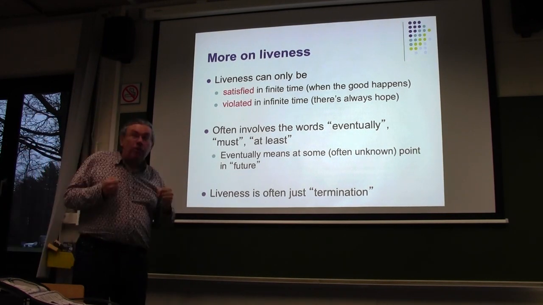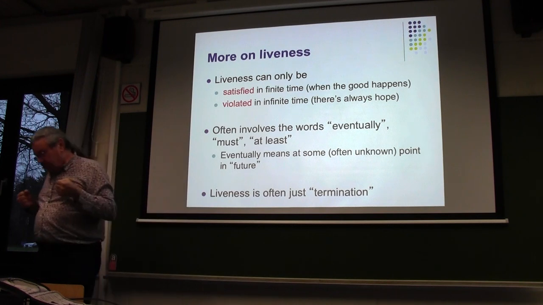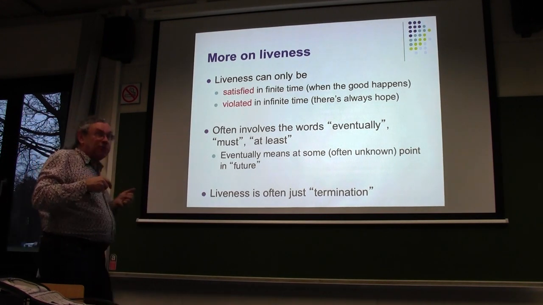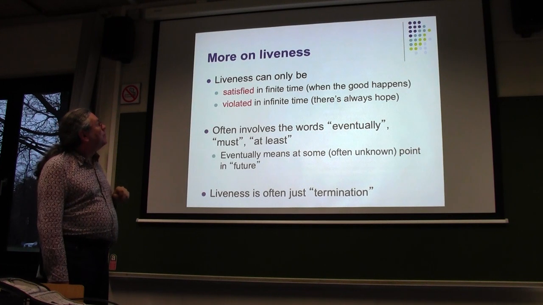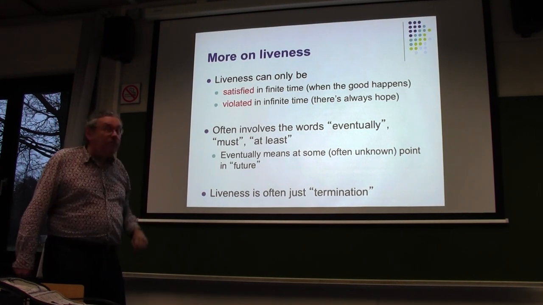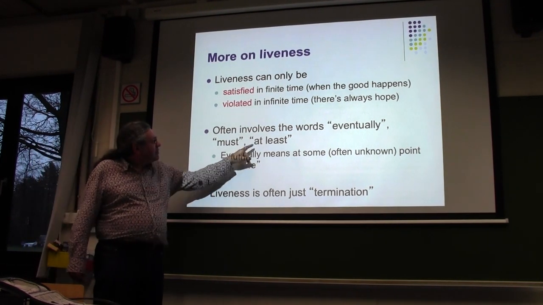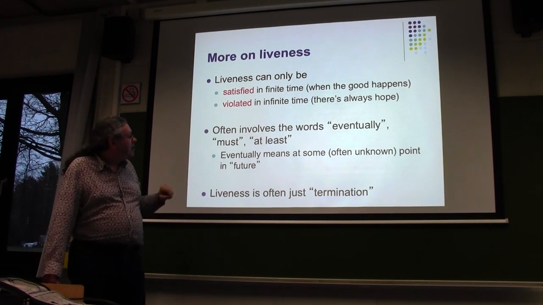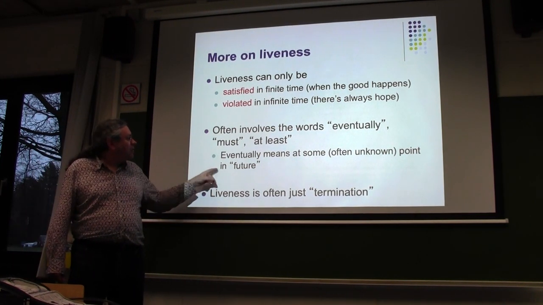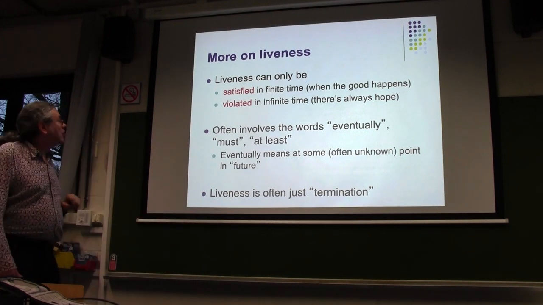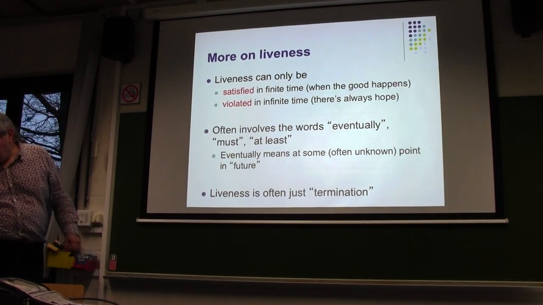So I'm driving around, I want to go to the beach. Do I ever reach the beach? Well, the only way to see that I don't reach the beach is to look at total execution, because maybe after 500 years, I eventually will reach the beach. So you can only violate that in infinite time, but it's satisfied in finite time. So you see, it's kind of a dual to safety. And when you have properties that talk about eventually, it must do this, at least, what that means, technically, is that the thing will happen at some unknown point in the future, so some finite time in the future. So termination of an algorithm is liveness. That's a typical liveness property.